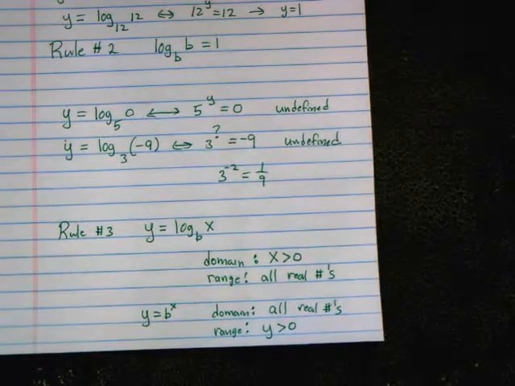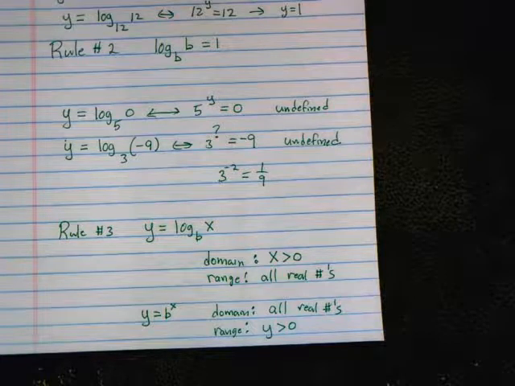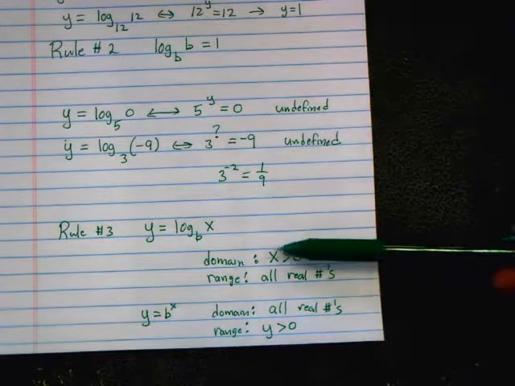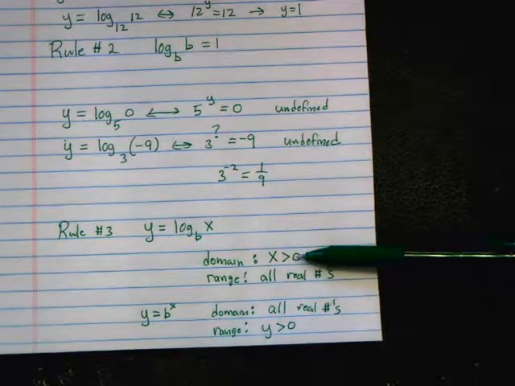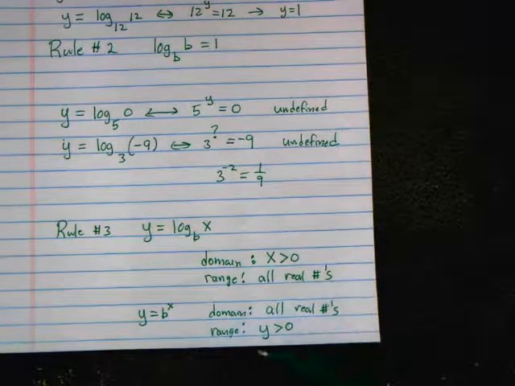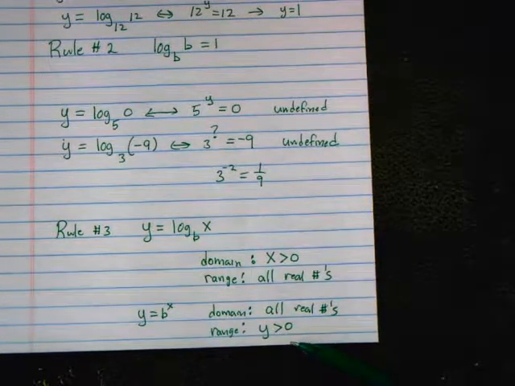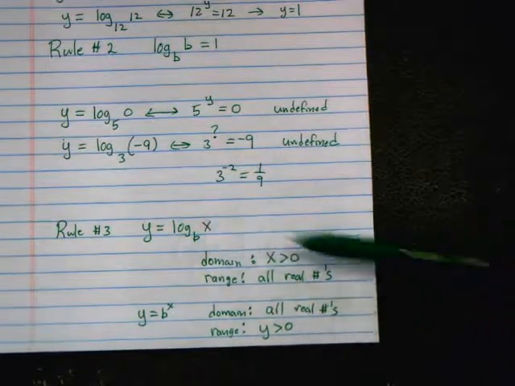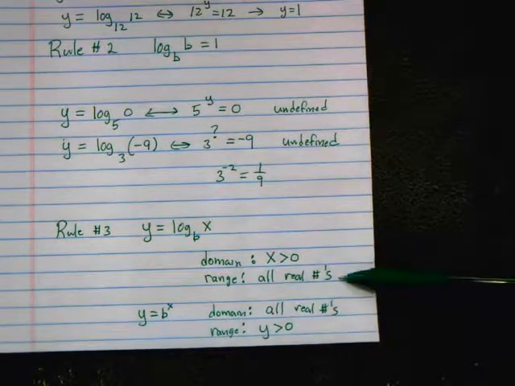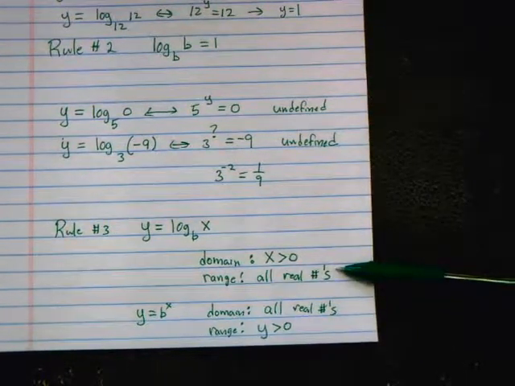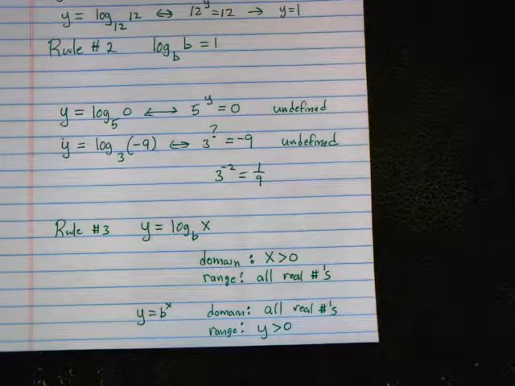So notice that that's a property of inverses. Notice these are flipped. For logarithm, the domain is x is greater than 0. For exponential, the range is y is greater than 0. They're flipped. For logarithms, range is all real numbers, where for exponentials, domain is all real numbers. And that always happens with inverses. The x's and the y's flip each other. Always, always, always.